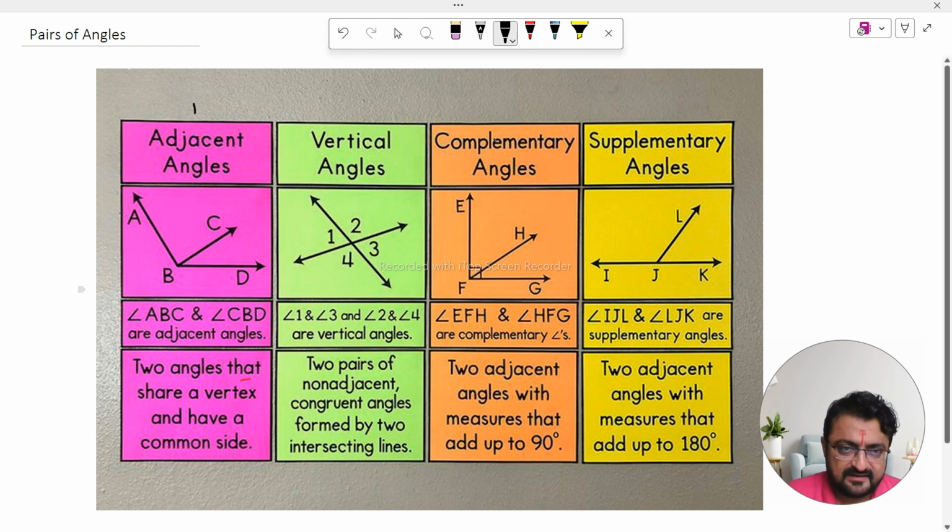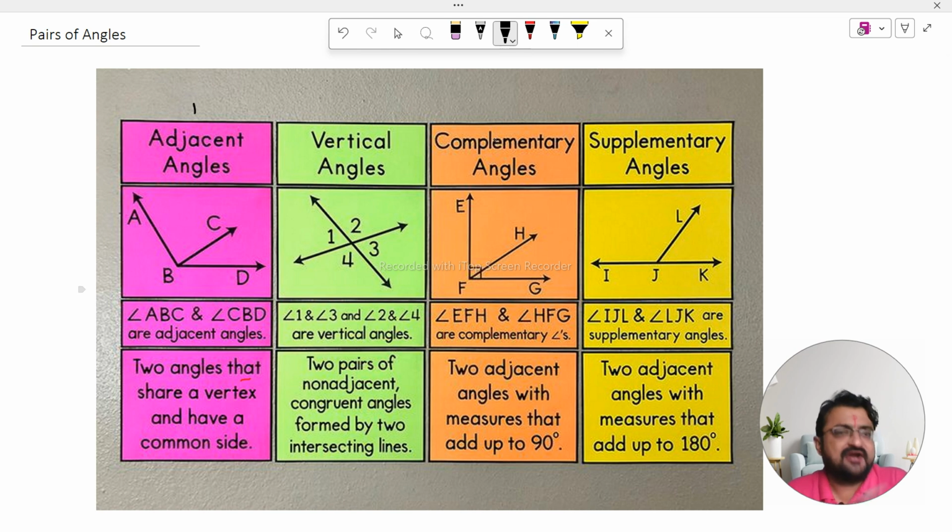My first pair is adjacent angles. Adjacent means, the word is very simple, back to back. Now you can see your definition: two angles that share a vertex. You can see here the vertex is point B. I drew a circle on B. B is the common vertex. Two angles that share a vertex and have a common side, and that common side, you can see on your screen, is ray BC. So those angles are called adjacent angles.